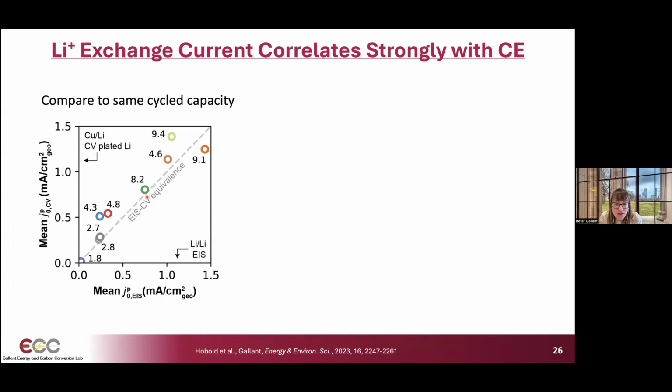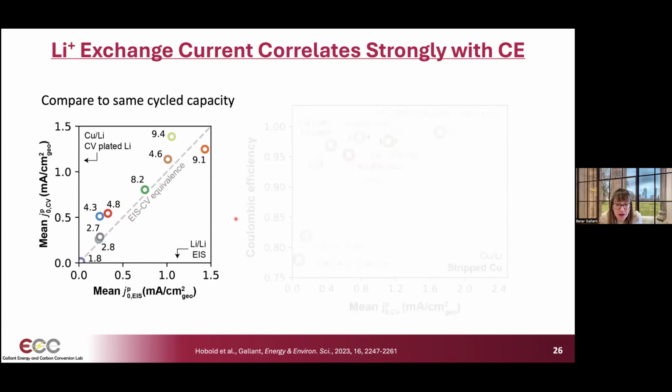And I'll show you the compositions in just a moment. But the important thing here is that we found that we have a good correspondence. In other words, the two methods agree numerically as long as we control for the amount of cycled capacity. So that's what these numbers indicate here. So if we cycle by CV to the same cycled capacity as we do with impedance, we tend to see that these methods agree, meaning that there seems to be some representative value of J0 that we can extract that's truly representative for these SEI.